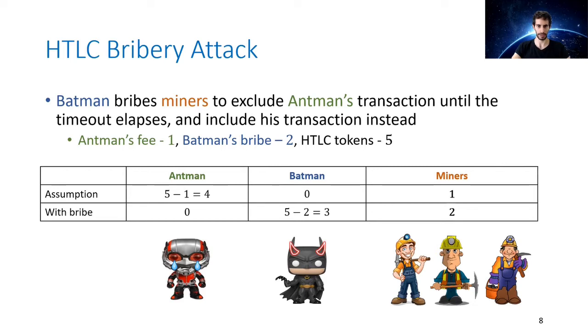As an example, assume the HTLC contract holds 5 tokens, and Ant-Man's transaction offers a single token as fee. In the intended scenario, the miners include Ant-Man's transaction, so Ant-Man gets 4 tokens, Batman gets none, and the miners get 1. However, if Batman decides to offer a higher payout, say 2 tokens, then the miners are incentivized to take his transaction instead, resulting in 2 tokens for them, 3 for Batman, and none for Ant-Man.